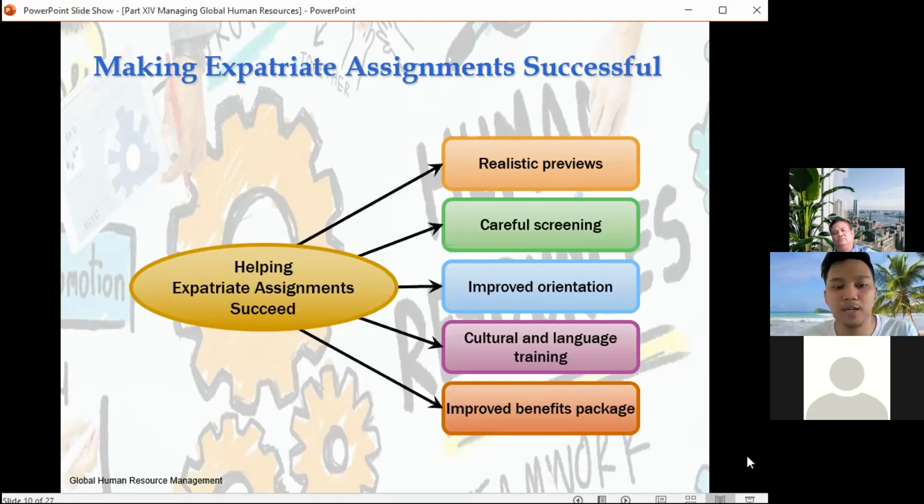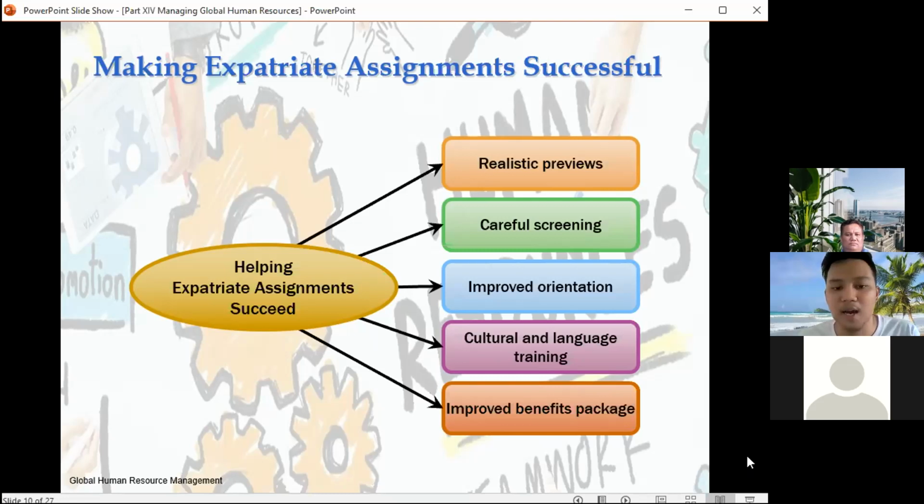Employers can do several things to boost the odds that assignments abroad will go smoothly. One is providing realistic previews of what to expect, and carefully screening the spouse of the expat. Improved orientation and an improved benefits package are also obvious solutions. Another is simply to shorten the length of the assignment, and the person-job match is also important.